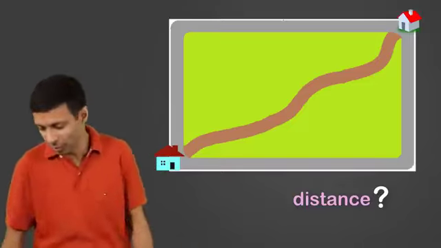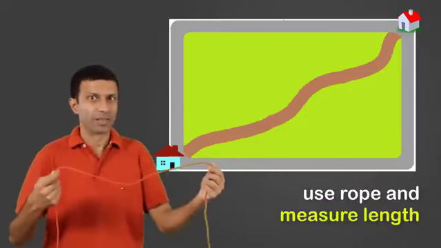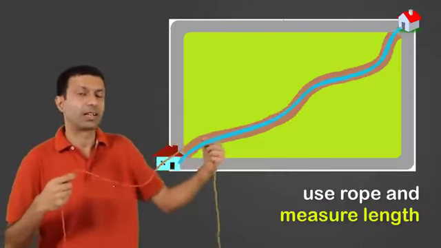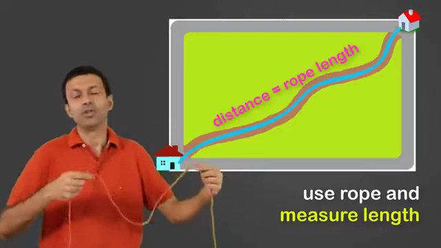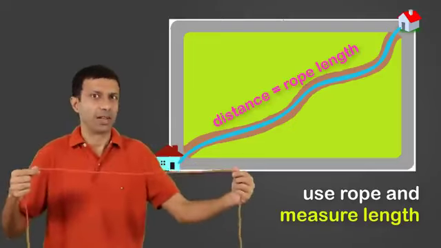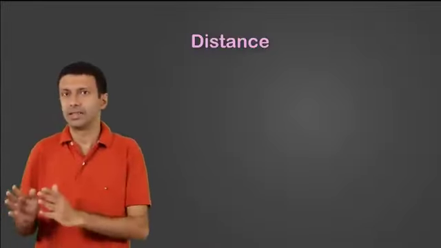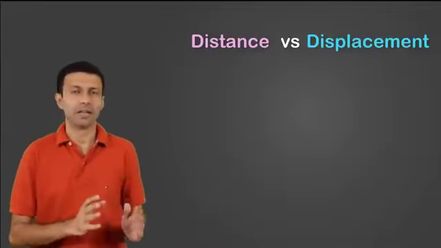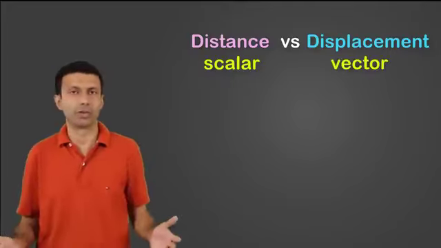So one thing you can do is, you can take the help of a rope. So if you place a rope along that curved path as you walk, and then you need to measure the length of the rope, and that will give you the distance. There's one more important difference between distance and displacement. Distance is a scalar quantity while displacement is a vector quantity.